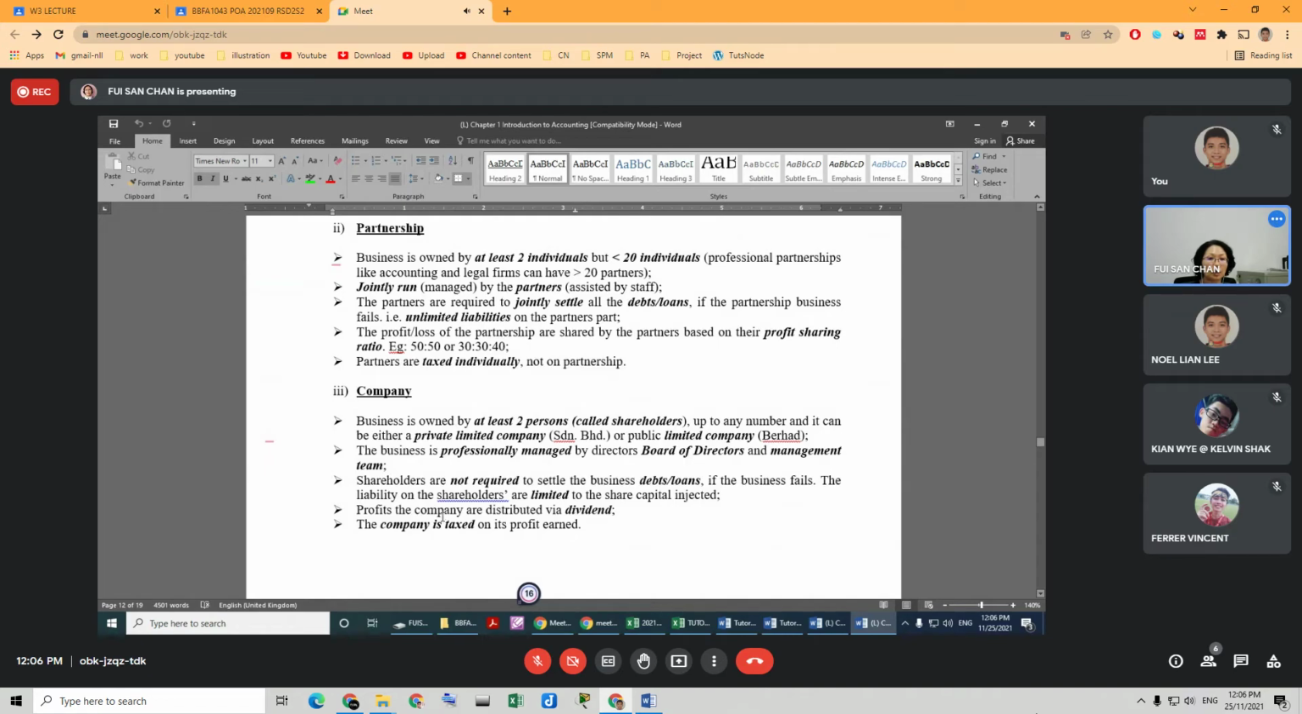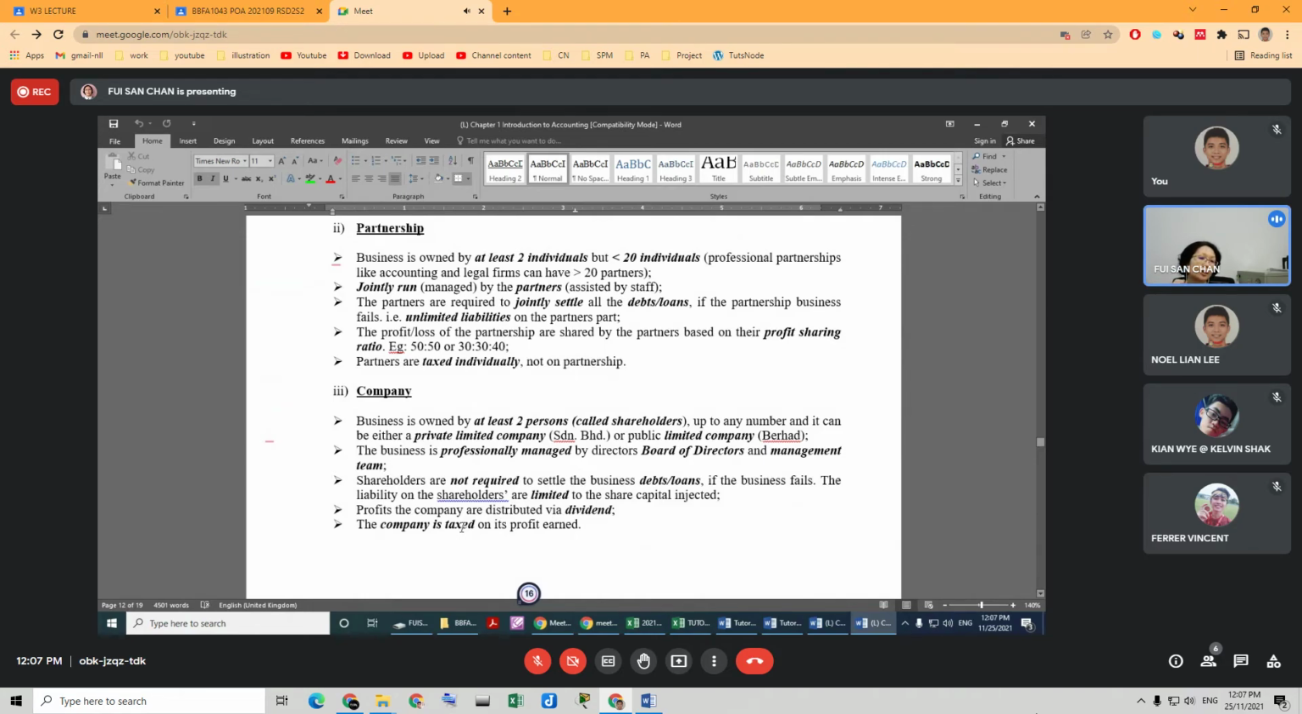So profits of the company are distributed via dividends. When the company makes money, how do you as a shareholder, the owner, get any share from the company? Through dividends. The company will distribute dividends. And the company is taxed. The company as a whole must pay tax.